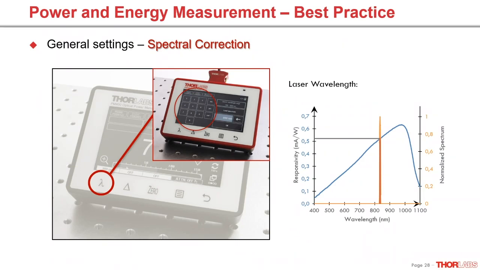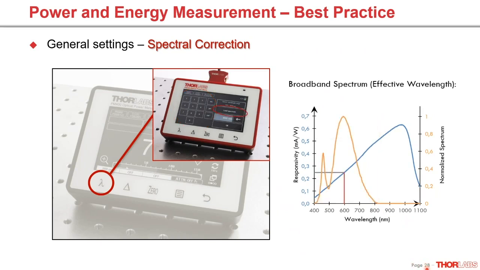When having a laser that usually emits at one wavelength, it is rather simple. You just have to enter the laser wavelength to the meter, and the correction value will be taken from the sensor response curve.